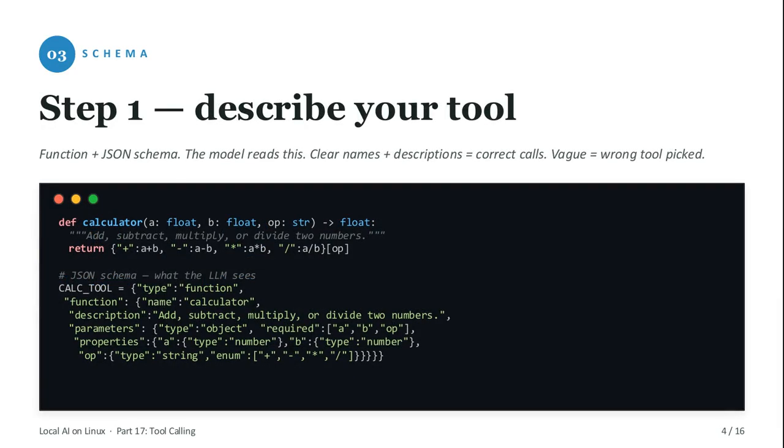To make that loop work, the model needs to know what tools exist, and that starts with a schema. You write the function in Python like normal, but you also hand the LLM a JSON description: a name, a plain English description, and the parameters with their types. The model never sees your code. It only sees this schema. So treat the description like a docstring for a stranger. Vague wording here means the wrong tool gets picked, or the right tool gets called with garbage arguments.